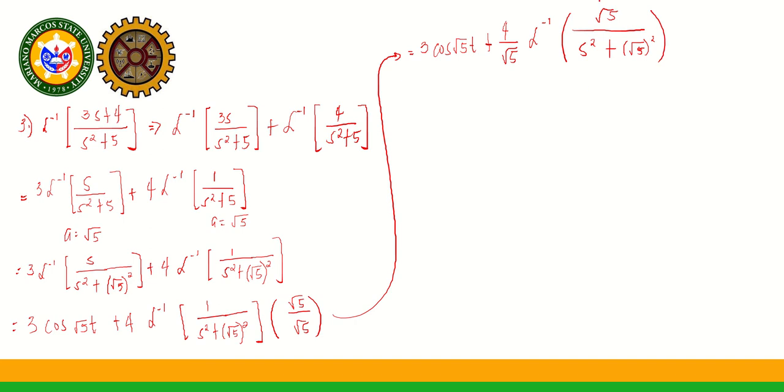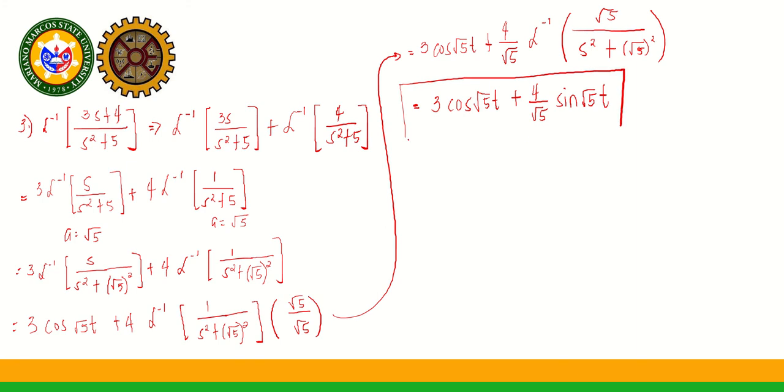So, dito, pwede na natin siyang isulat as sine at because our a here is identical now with the a in the numerator. So, our final answer would look like 3 cosine square root of 5t plus 4 over square root of 5 sine square root of 5t. So, this is our final answer for example number 3.